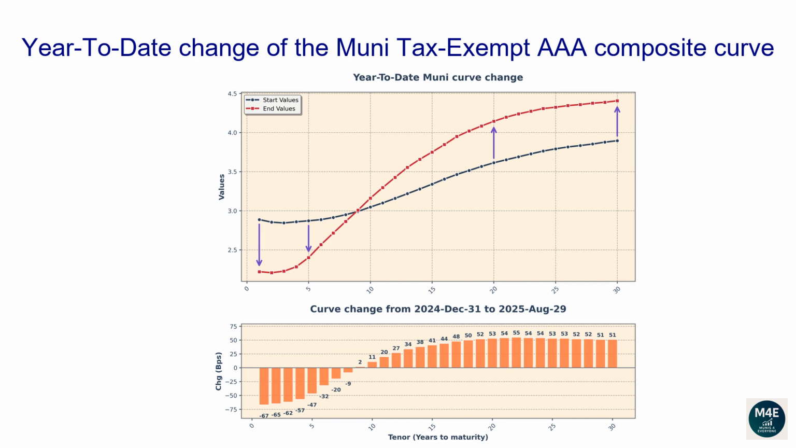The 1-year tenor changed -67 basis points. The 2-year tenor changed -65 basis points. The 5-year tenor changed -47 basis points. The 10-year tenor changed 11 basis points. The 20-year tenor changed 53 basis points. The 30-year tenor changed 51 basis points.